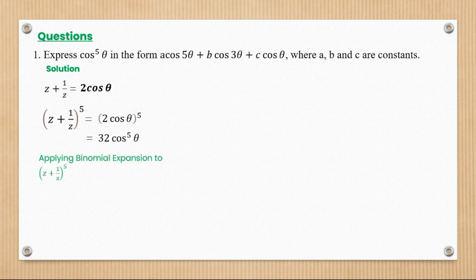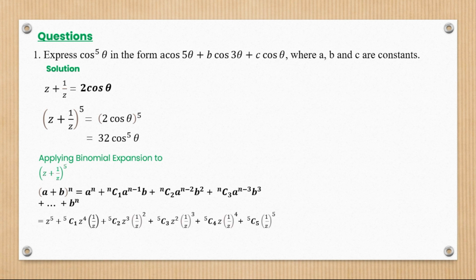Now let's apply binomial expansion to the value on the left hand side. So when you apply binomial expansion, it's the formula for binomial expansion. When you substitute the values of a and b, of course a being z and b being 1 over z, we can see that this is what we end up with.